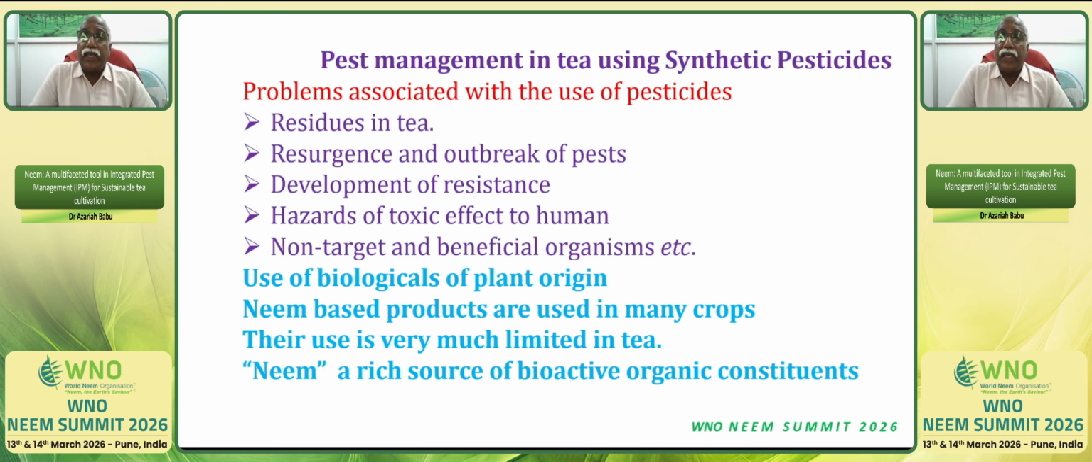In pest management of tea using synthetic pesticides, there are problems associated with their use: residues in tea, resurgence and outbreak of pests, development of resistance, and toxic hazards to humans and non-target beneficial organisms. So, use of biologicals of plant origin, such as neem-based bioproducts, is common in many crops, but their use is very limited in tea. Neem is a rich resource of bioactive organic constituents.